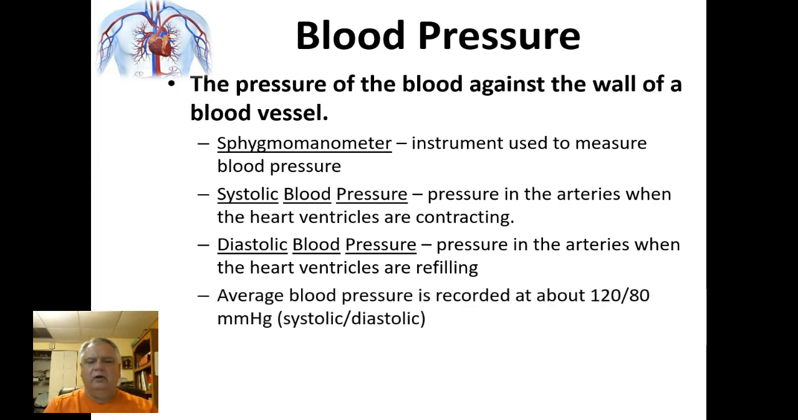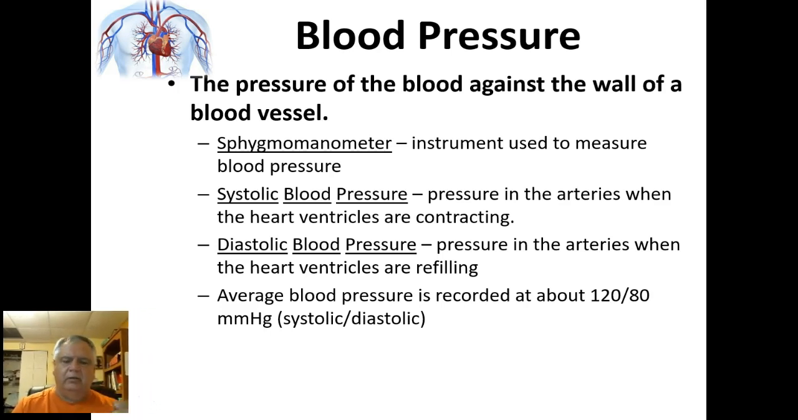So the average blood pressure recorded for a normal, healthy 30-year-old individual would be 120/80. Although don't think that if I don't have 120/80, there must be something wrong with me. That could be adjusted for gender, male versus female, height and weight. All these will be factors that play into the blood pressure.